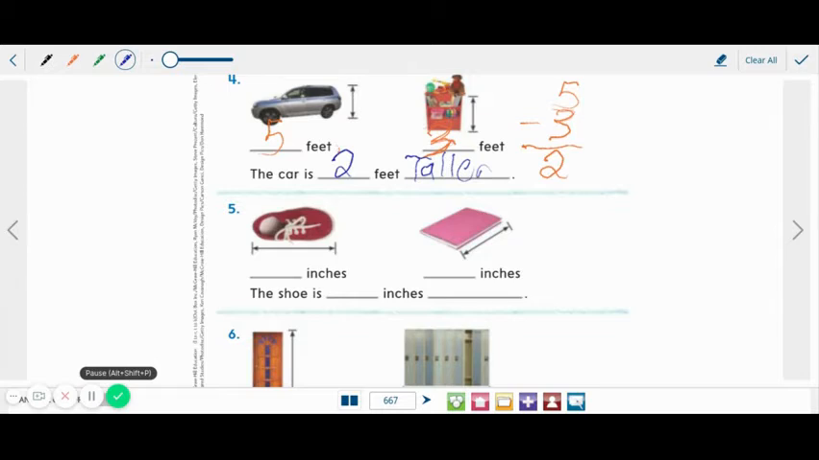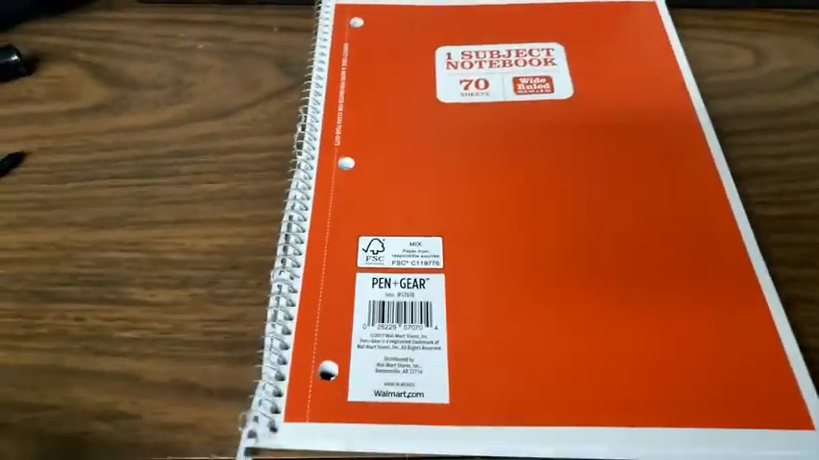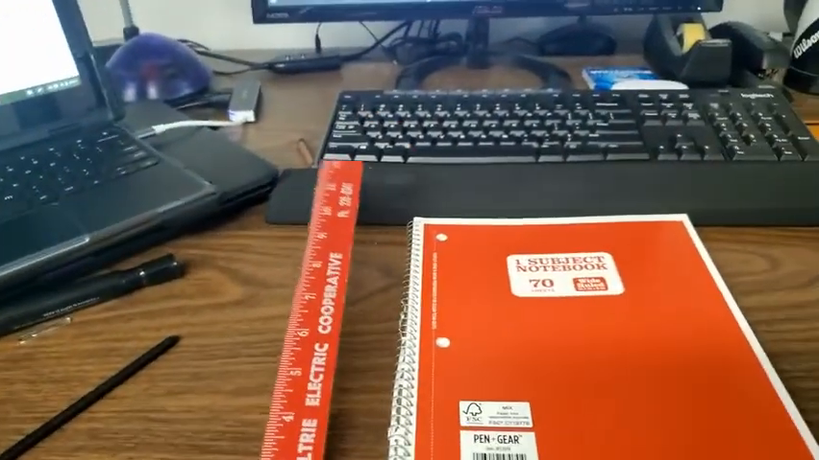12 inches. All right, as you saw with our shoe there, our shoe, or our sandal, per se, was 12 inches long. All right, so let's find a measurement of a notebook. We got a classic notebook right here. We're going to take our ruler, and we're going to measure the notebook now.